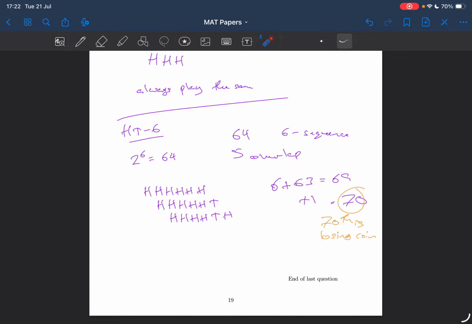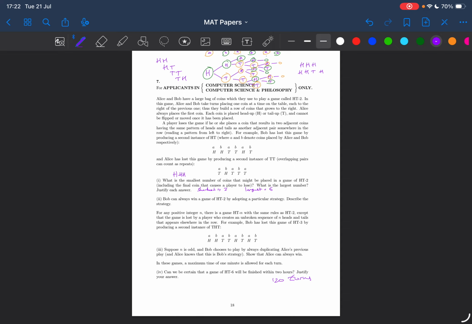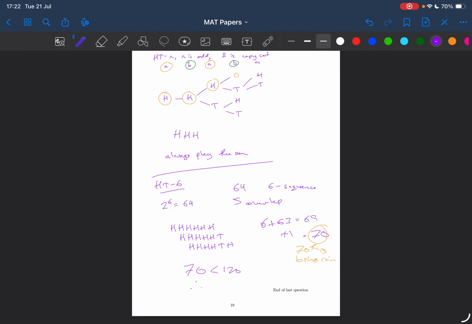So how many possible ones could we get? Well, there are 64 different sequences available to us because we have a length of 6. So we had the one that we started with. Every other sequence then adds on a length of 1 to our entire game. There are 63 other sequences. So we start with a 6, we add on 63 lots of 1, and that gives us the entire possible sequence of things that we can get. But we haven't lost yet. We have to put down the 70th coin to lose the game. So in that case, 70 is less than 120. So therefore, we're certain that we will be finished.